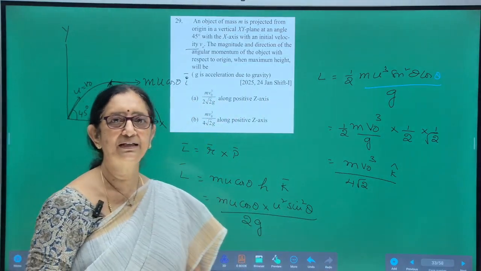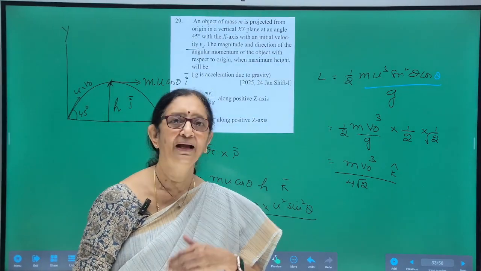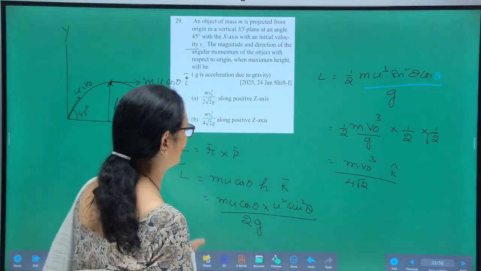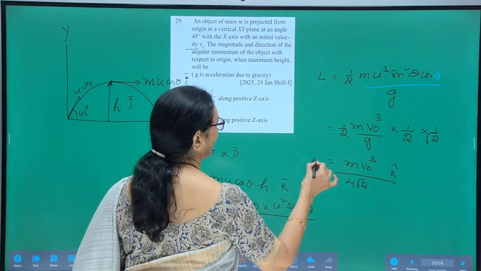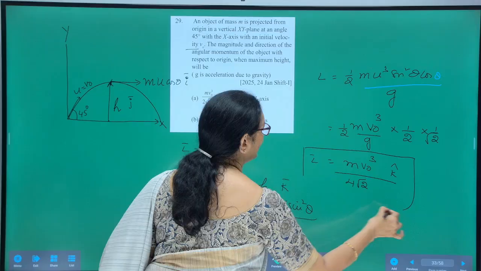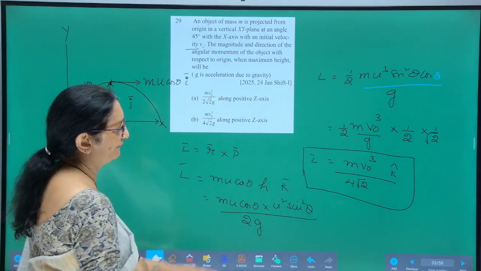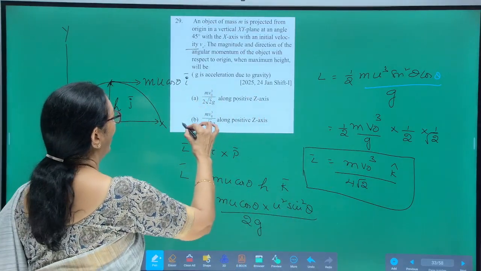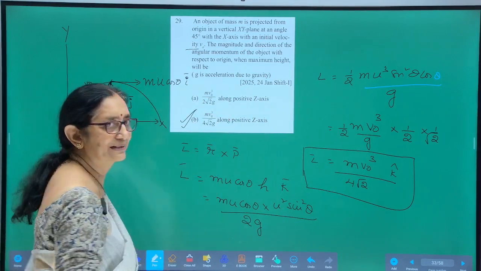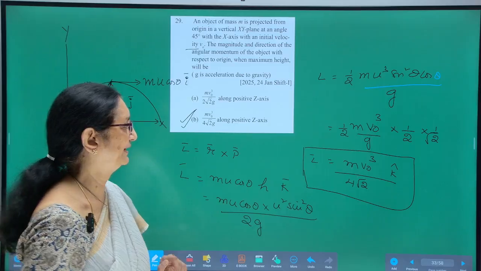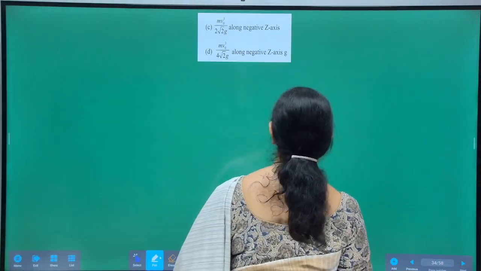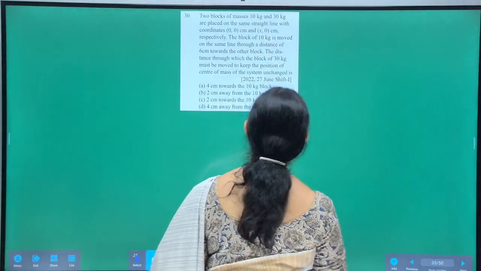K is nothing but a unit vector along the positive x-axis. So, here in this case angular momentum is m v0 cube by 4 root 2 along the positive x-axis. That is the correct answer for that problem. Move on to the next problem. So, options for the same.